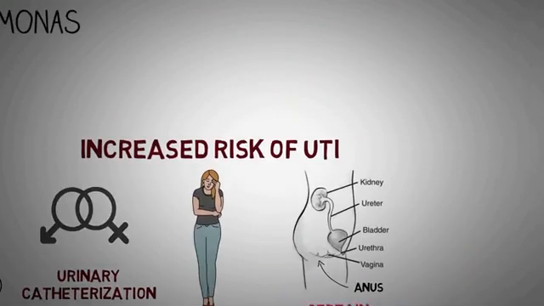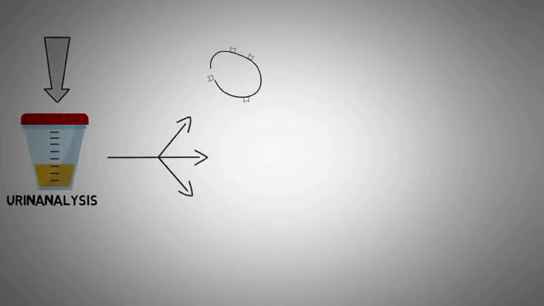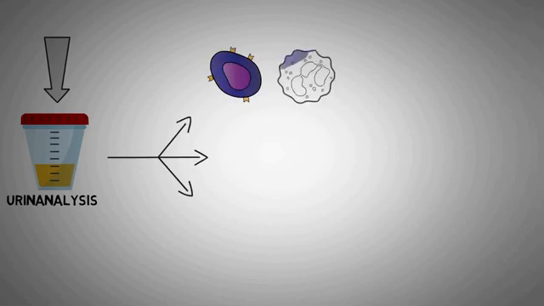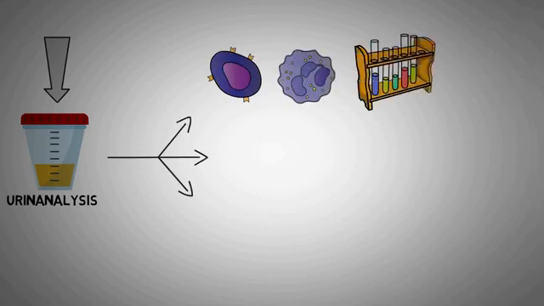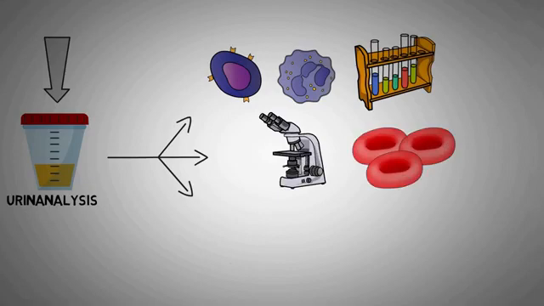Now, to diagnose that you have a UTI, the first test you should do is a urine analysis, which is a simple and basic test for checking the presence of urinary nitrites, white blood cells, also known as leukocytes, or leukocyte esterase. Urine microscopy is the next step, which looks for the presence of red blood cells, white blood cells or bacteria in your urine.